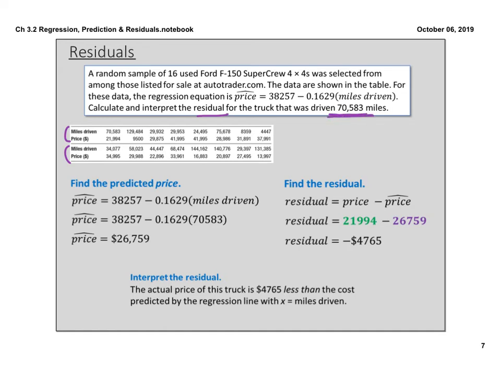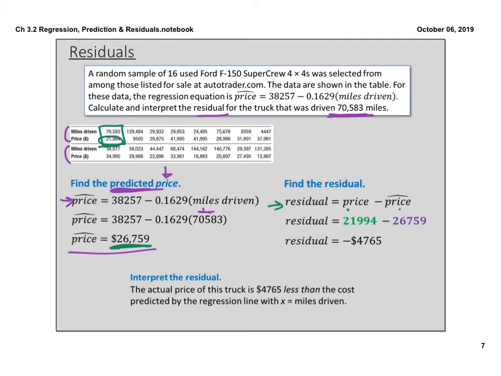70,583 miles. Okay, so if we find the predicted price based on our regression line, I would take that 70,583 and plug it in right there, and I'd get a predicted price of $26,759. If I go into my data table and look for that 70,583, it's this first point right here. The actual price is $21,994. So the predicted price was $26,759. What's the residual? I get the residual by taking the actual price minus the predicted price.